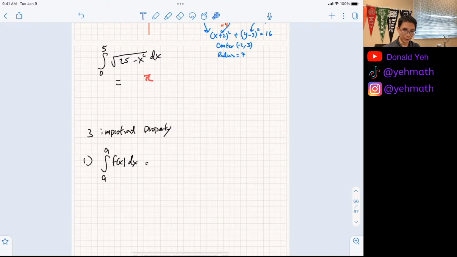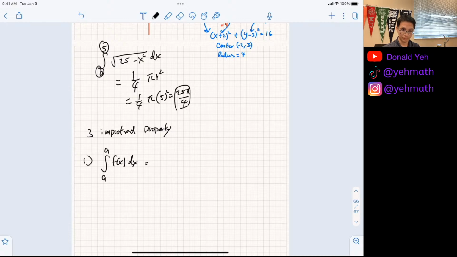So pi r squared. Now, the problem is 0 to 5, which is only a quarter circle. So one fourth, because it's not negative 5 to 5. So pi times 5 squared, so it's 25 pi over 4. So that's the answer here.